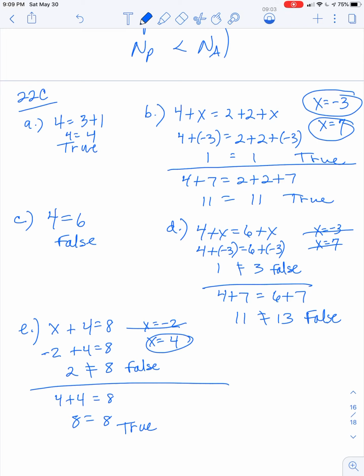Okay, so when you're testing different numbers to see if they satisfy an equation, if they don't both satisfy the equation, then we call this a conditional equation.